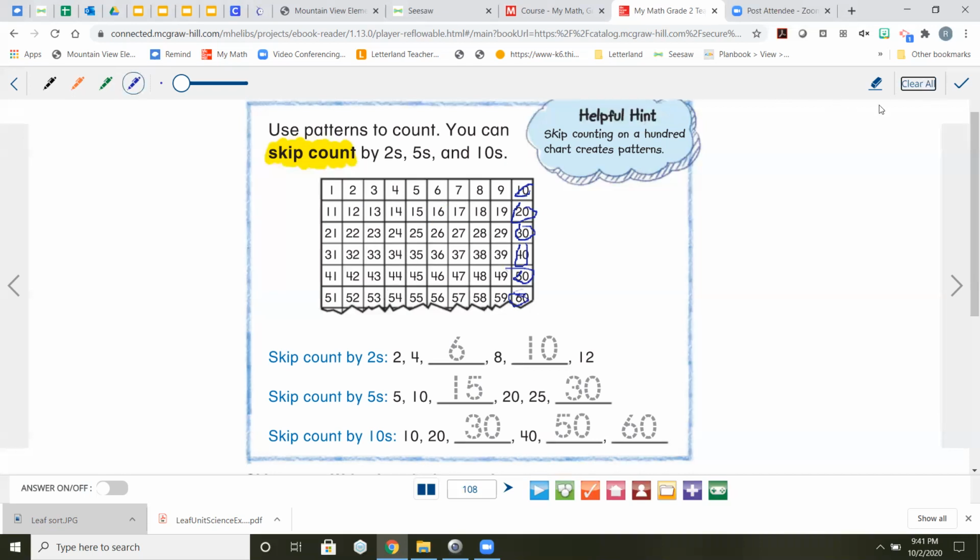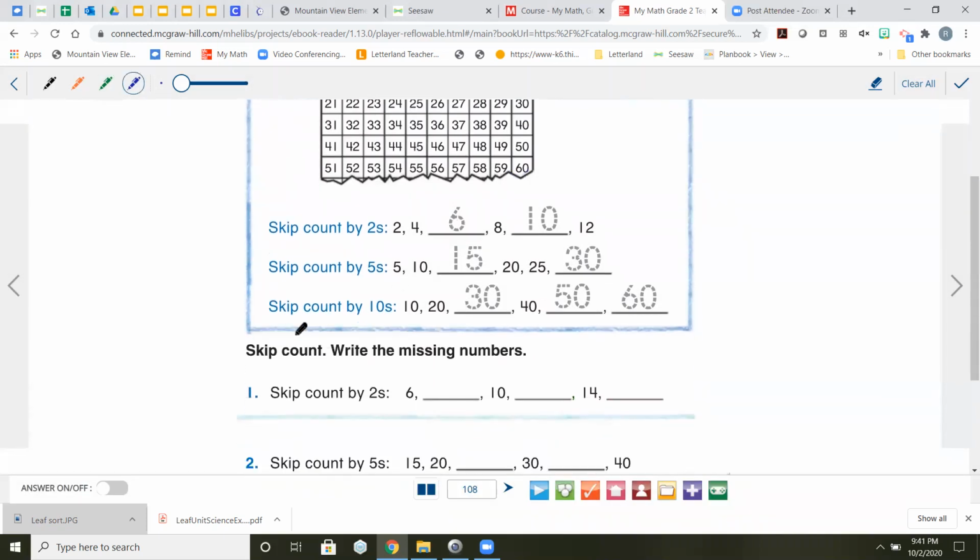Okay. All right. Now we're going to go down. It says skip count. Write the missing numbers.